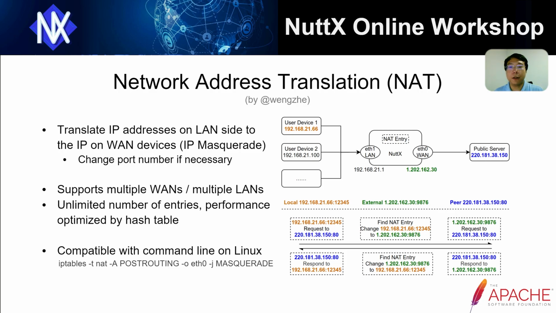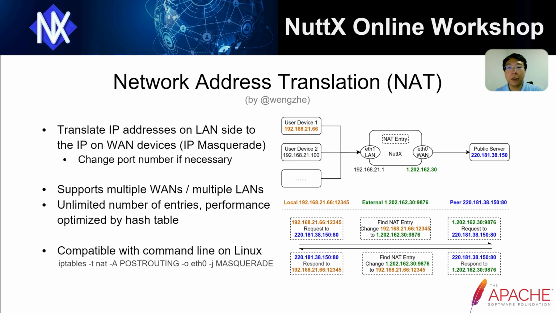We have considered the case that we have multiple WANs or LANs, so we just put NAT logic before and after the routing logic of NuttX. Then packets can be routed correctly, and we may have multiple LANs and enable NAT on multiple WAN devices without any problem. As I just mentioned, an entry is used to map from a local IP address and port to an external IP address and port.